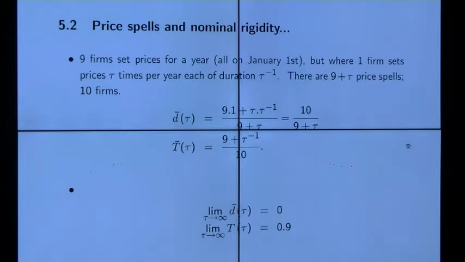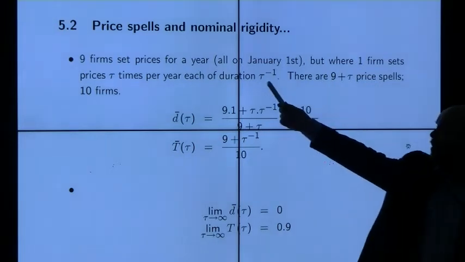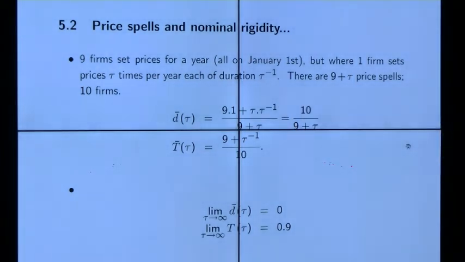So there are 10 firms: 9 set the price for the whole year, and 1 firm sets the price τ times per year. The duration of each of those τ price spells will be 1 over τ. So for example, 1 firm could set the price 12 times per year, which means the duration is 1/12 of a year, i.e. 1 month.